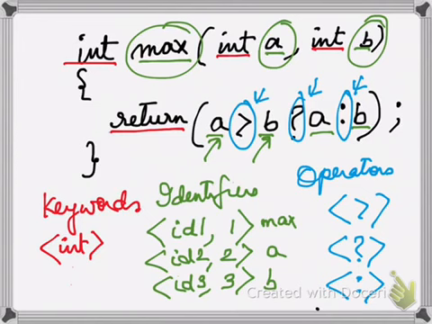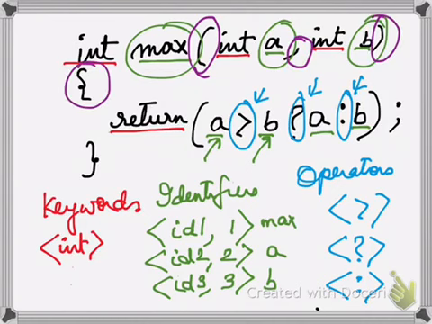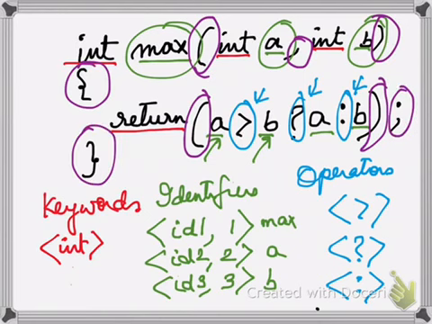Then comes the punctuation marks. So let me use a different color. So what are the punctuations here? This parenthesis here is a punctuation. This comma here is a punctuation. This is a punctuation. Then again, this is a punctuation. This here is a punctuation. This semicolon is a punctuation, and this is a punctuation. So we have tokens for each of these.